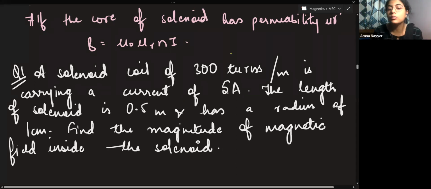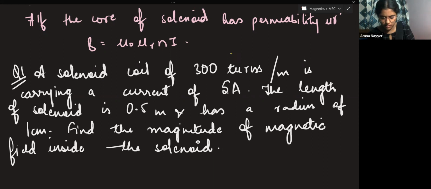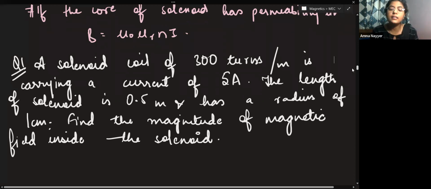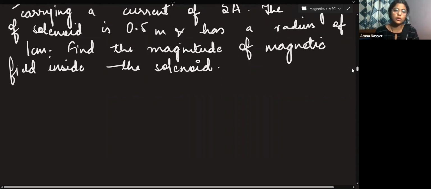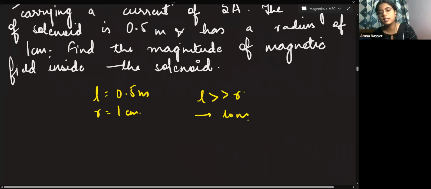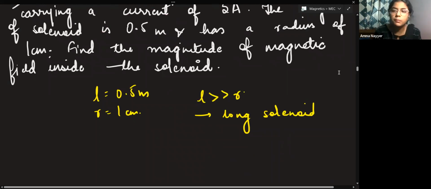What is the length? Length is 0.5 meters. Radius is 1 centimeter. So you can see it will be a very thin solenoid, because the radius is 1 centimeter and the length will be 0.5 meters. Half of a meter will be the length of it, and the radius is very small. So it tells us that this is basically a long solenoid. This length of 0.5 meters and radius of 1 centimeter shows that this is a long solenoid. And now we can use the formula. So this data won't be directly used in the numerical, but for the analysis portion, it's right.